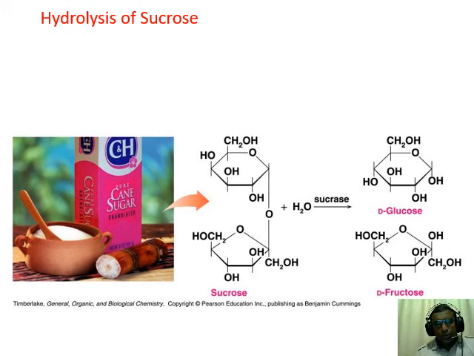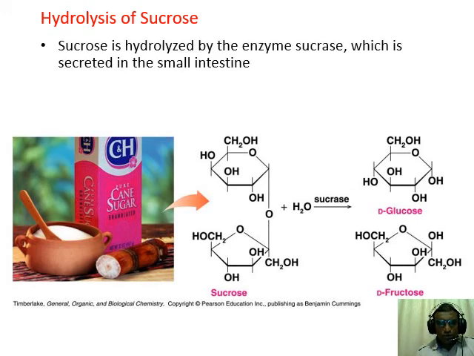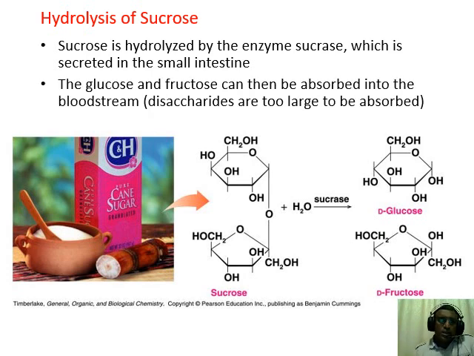So here is shown the hydrolysis of sucrose, where in the small intestinal tract there is the enzyme sucrase, which can cleave the 1,2 glycosidic bond to release glucose as well as fructose, and these two monosaccharides can then diffuse from the digestive tract into the bloodstream. So there is no problem in digesting sucrose if sucrase is present in the digestive tract.